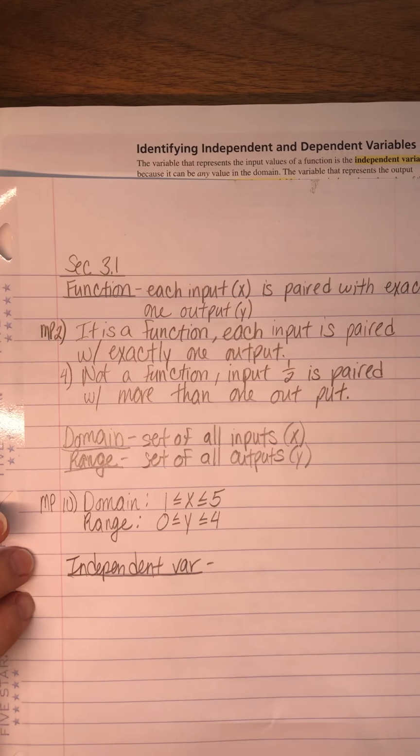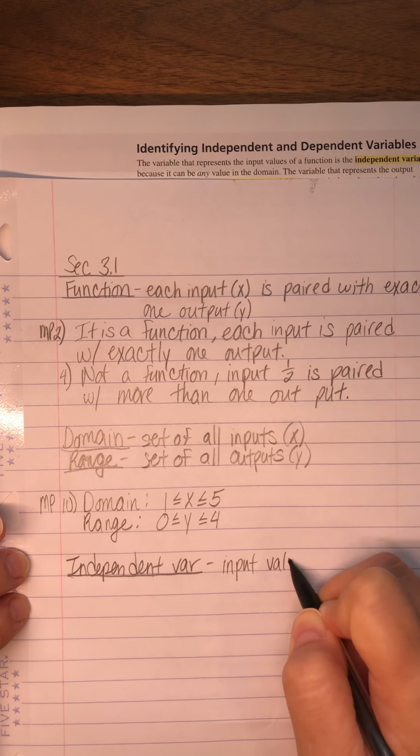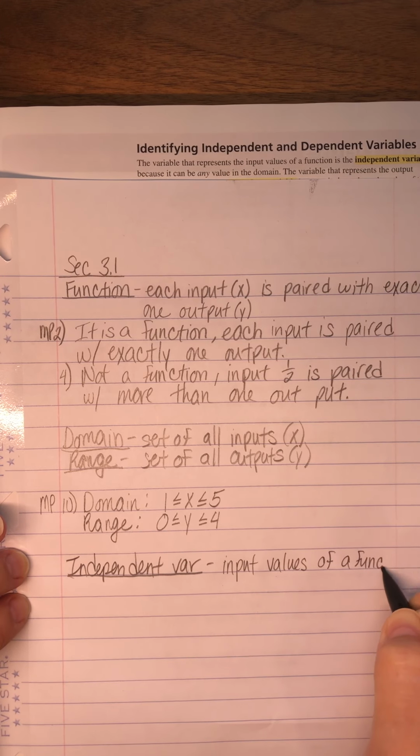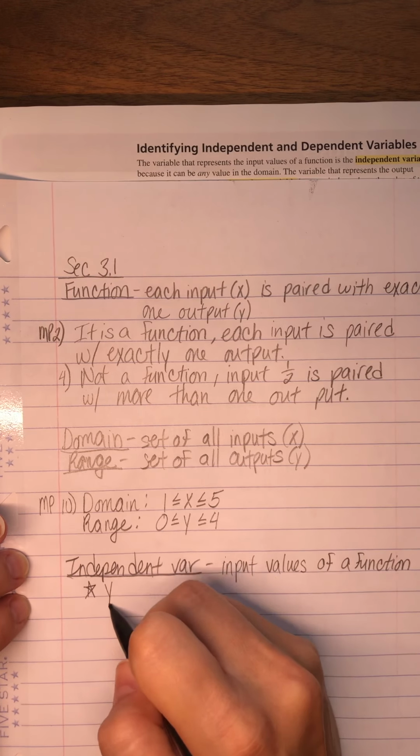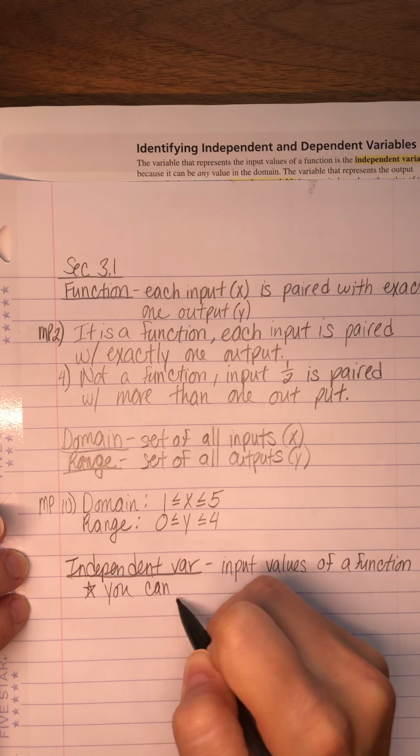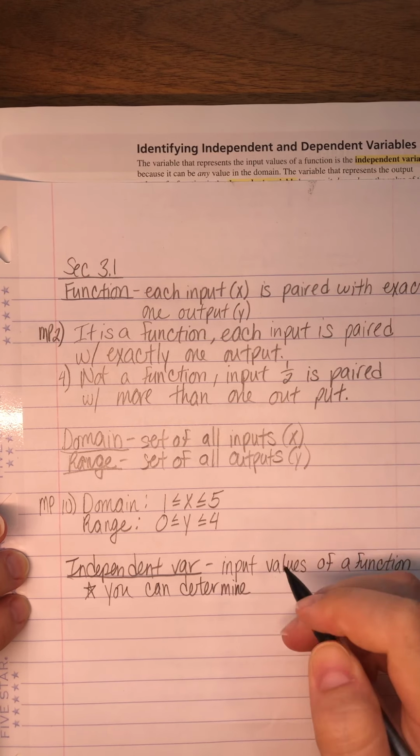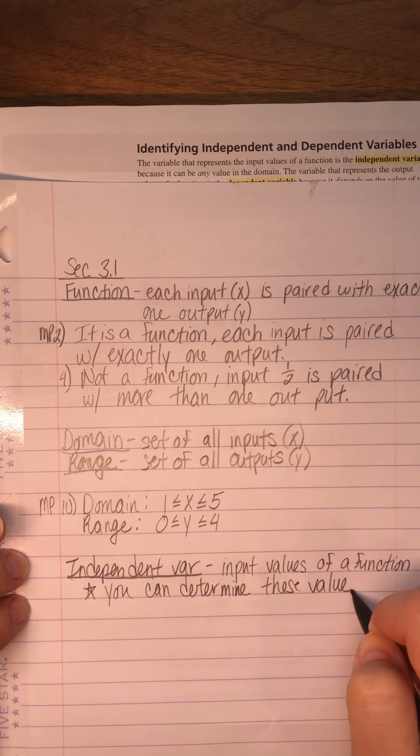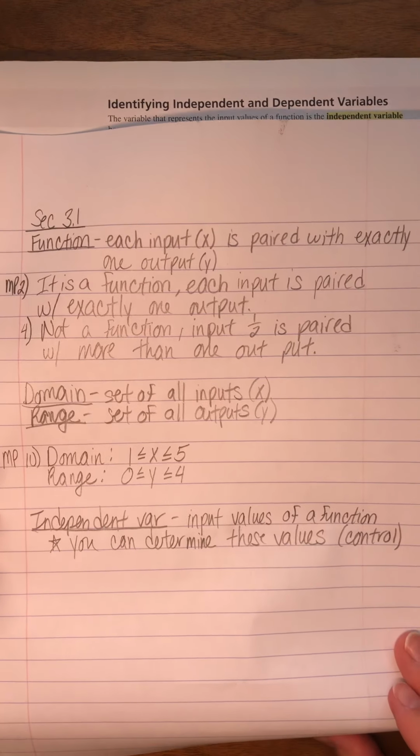So it's the input values of a function. And the key to this is that you can change these. You can determine or change these values. It's something that you can control. You have control over this. Those are the independent variables.